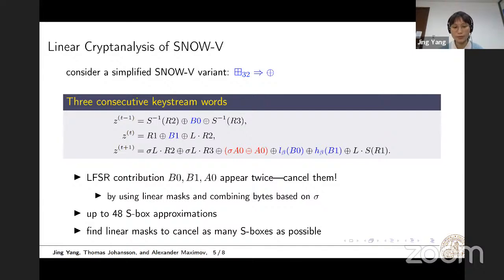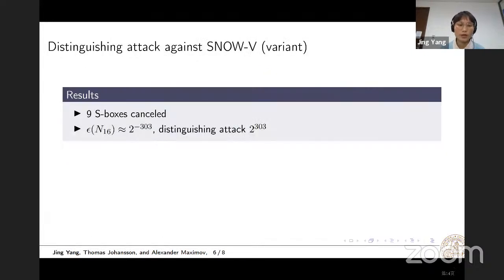So we found some linear masks to cancel as many S-boxes as possible. In our results, we were able to cancel out 9 S-boxes, and the resulting bias is 2 to the power of -303. And accordingly, we had a distinguishing attack of complexity 2 to the power of 303.